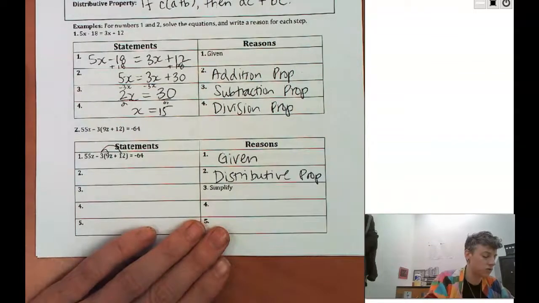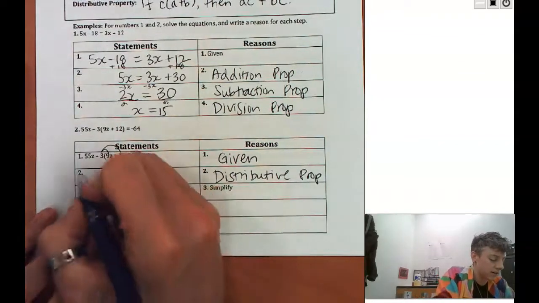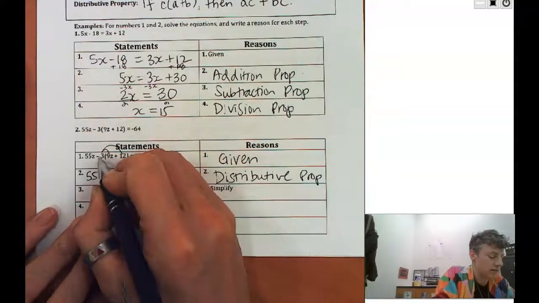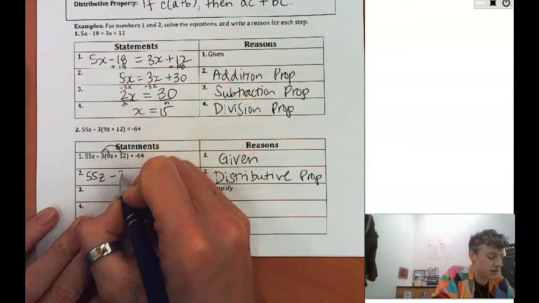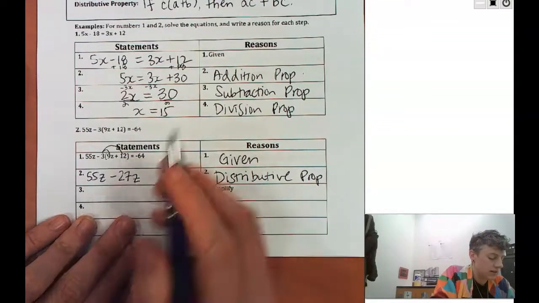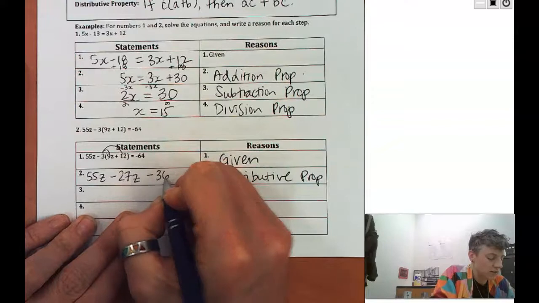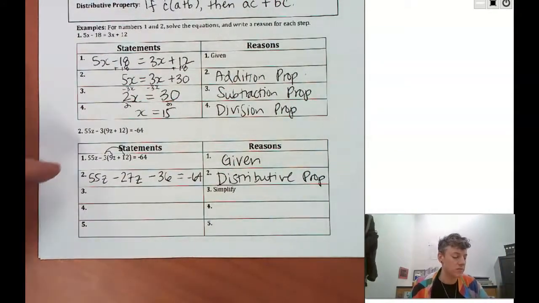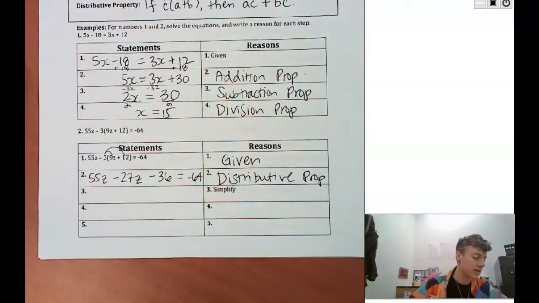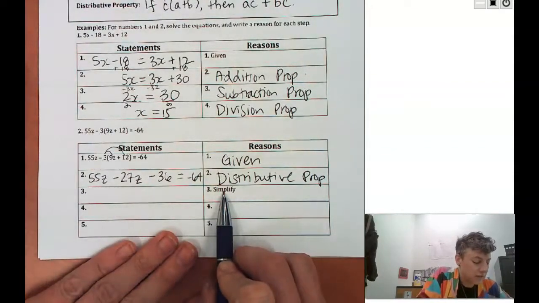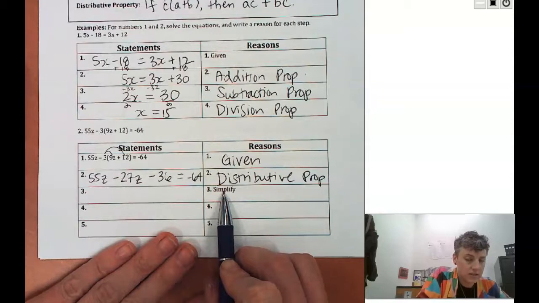So when we distribute that negative 3, we get 55z minus 3 times 9z is 27z. And negative 3 times 12 is negative 36 equals negative 54. All right, you're going to continue this on using the properties. Oh, I'll do the next step with you. It says simplify. It's giving us a hint here. The suggested next activity is simplifying.